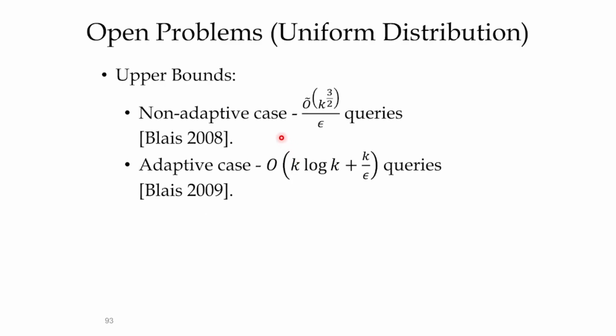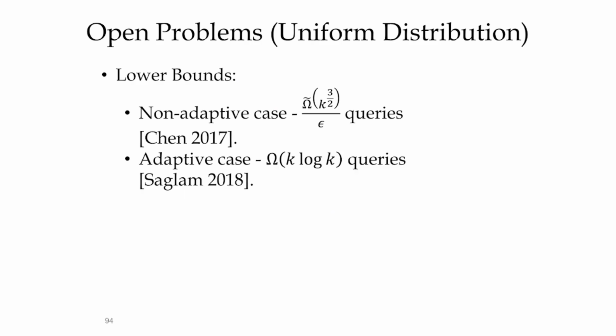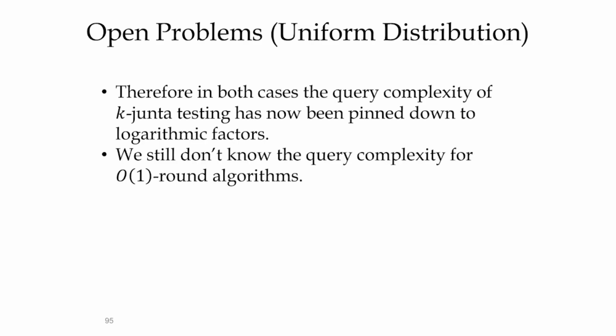Okay, so if we go back to the upper bounds that I showed in the beginning of this slideshow from previous work, and the lower bounds, which we also have already seen, therefore, in both cases, the query complexity of Junta testing has now been pinned down to logarithmic factors. We still don't know the query complexity for all one-round algorithms.